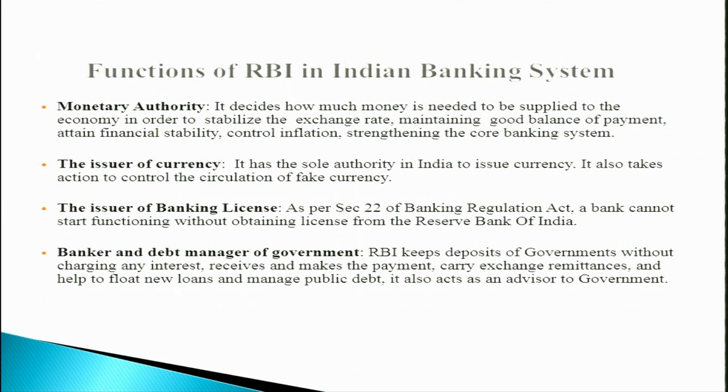So first is monetary authority. It decides how much money needs to be supplied to the economy in order to stabilize the exchange rate, maintain a good balance of payments, attain financial stability, control inflation, and strengthen the core banking system. This is very important. This is the supreme authority in terms of the monetary policy of the government of India. You need to understand that RBI is very much autonomous, though the government appoints the RBI governor and some other officers, but they have a lot of autonomy.